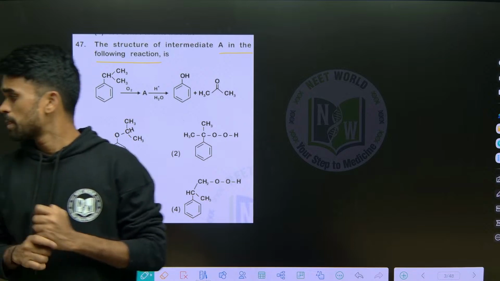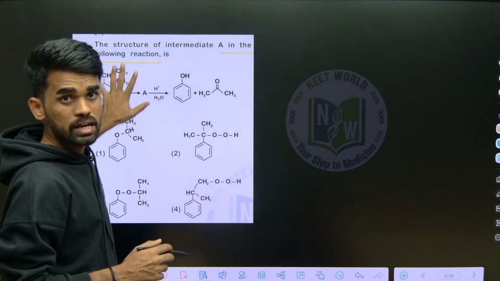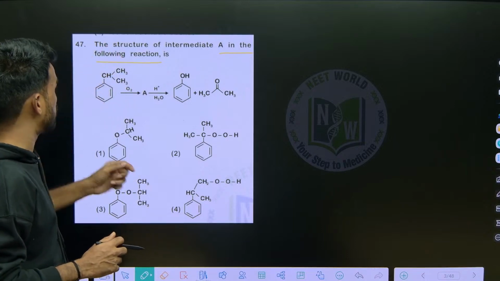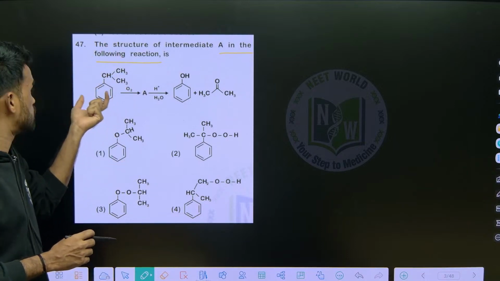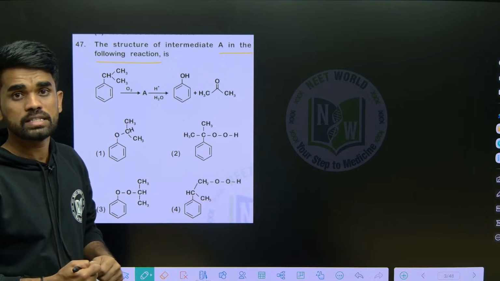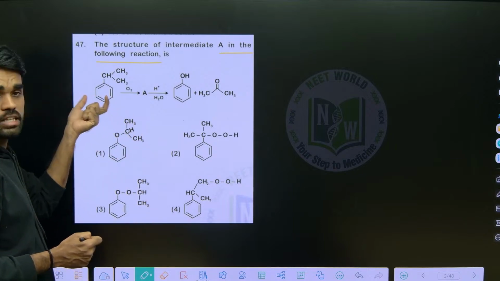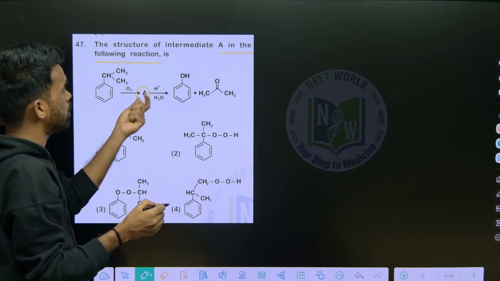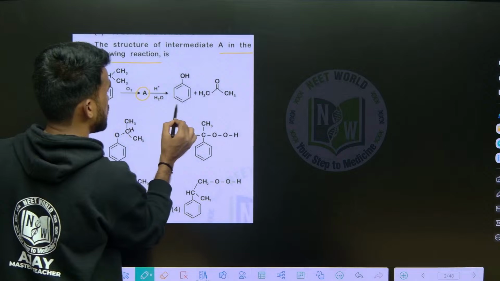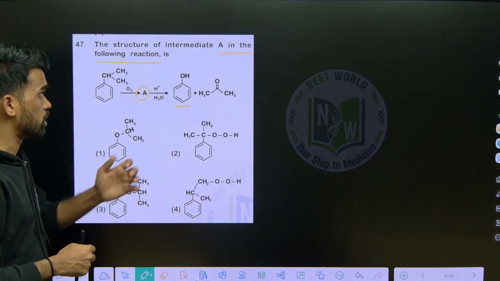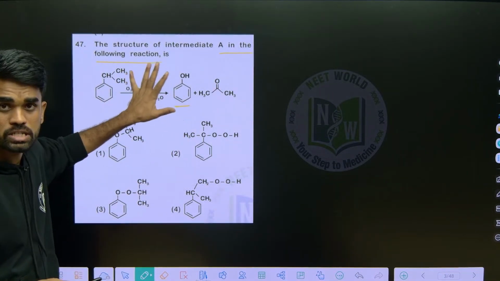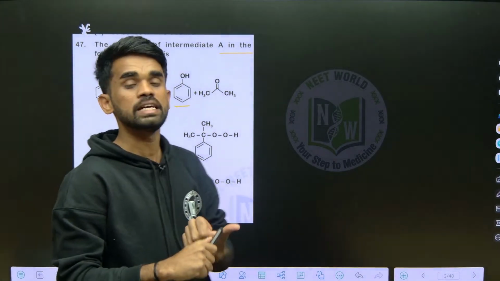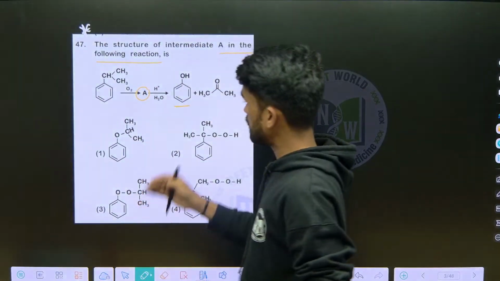Here the given compound is an alkyl benzene. This particular molecule, the substrate, we should call cumene. From cumene, upon oxidation it will form an intermediate A here. Upon acidic hydrolysis it gives phenol as a product. This is one of the most important questions, and it was seen in many exams like JEE, NEET and EAPCET, a repeatedly asked question.